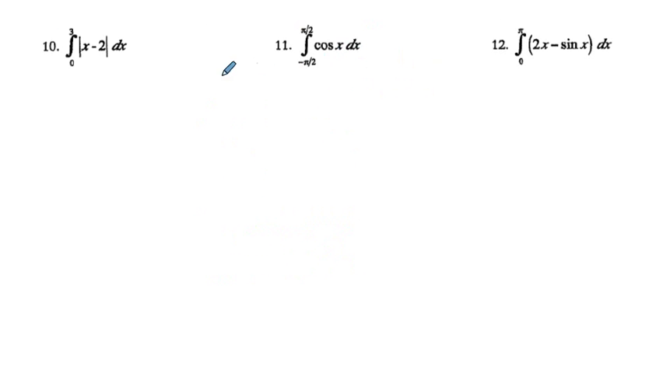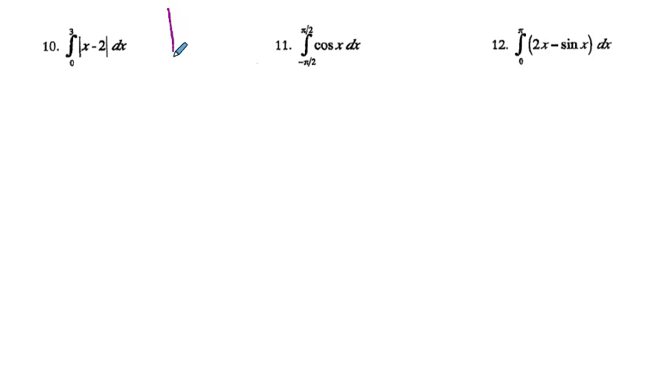So let's go on to the next one in this exercise set. We have this number 10, which is the integral from 0 to 3 of the absolute value of quantity x minus 2 dx. And so this is one where you really have to work things out and see where things are to figure out what's going on.